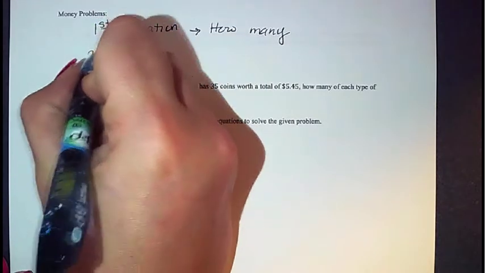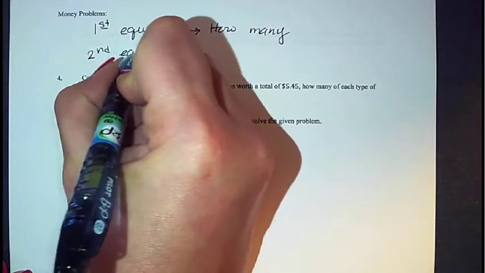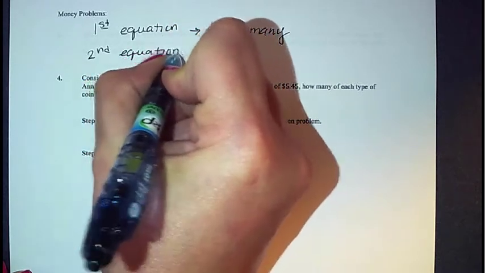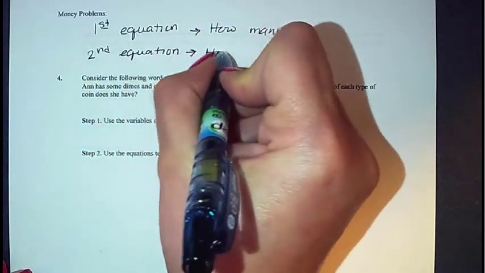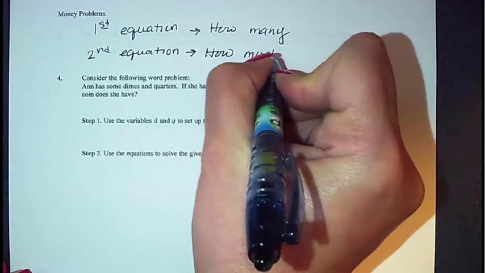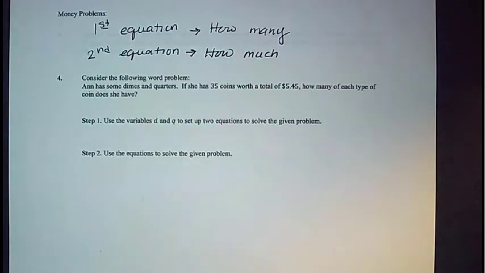And then your second equation is always about the money. So this is how much money. How much money did you earn per hour while you were working? How much money is a quarter worth or a dime worth? How much money was it to buy the ticket? So again, the first equation is always how many, and the second equation is always the money and how much.